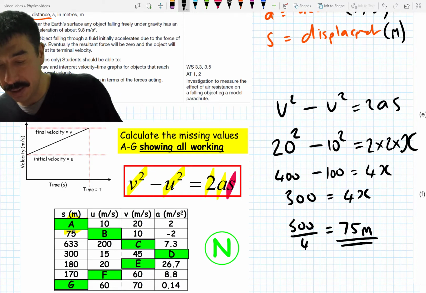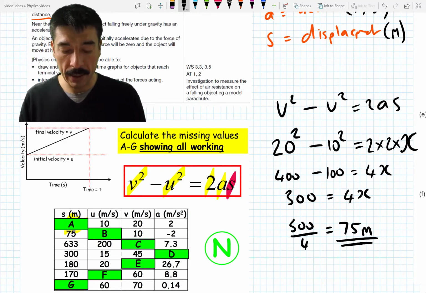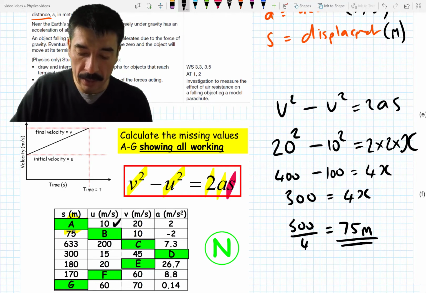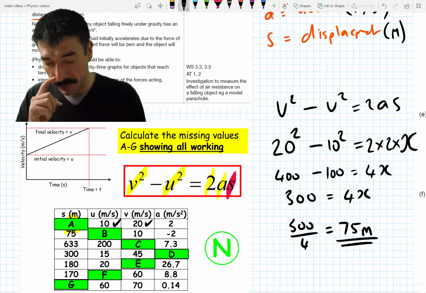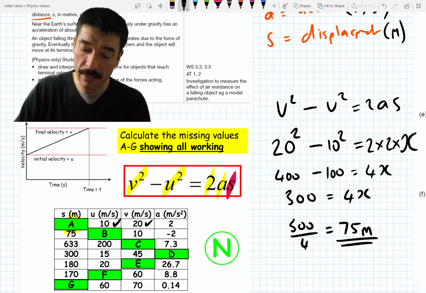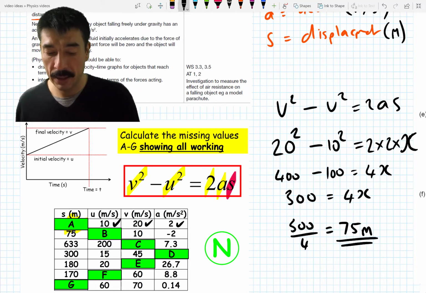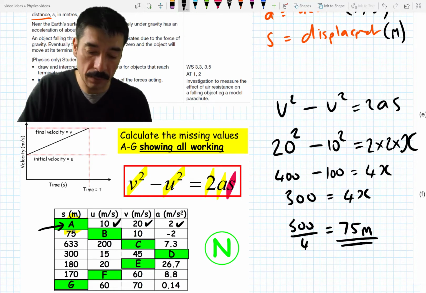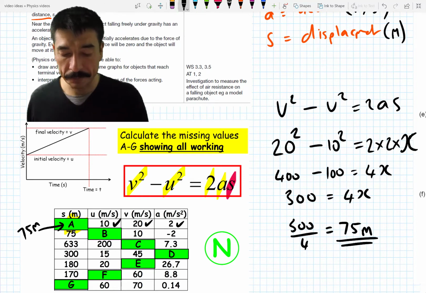So if you had a vehicle or something starting out at an initial velocity of 10 meters per second and finishing at 20 meters per second, and it was accelerating at 2 meters per second squared, then the displacement, the distance that object would have travelled, would have been 75 meters.